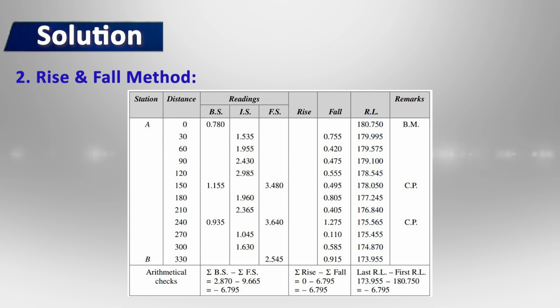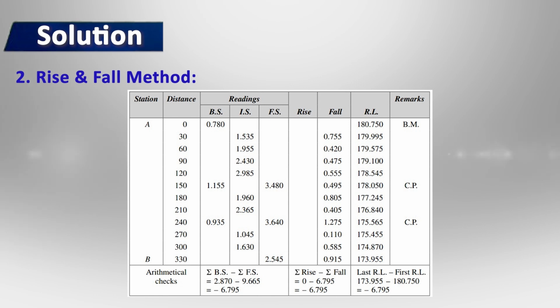We will subtract the fall 0.755 to get the next reduced level at 30 meters, that is 179.995 meters. Again we will subtract the next fall of 0.420 meter to get the reduced level at 60 meters, that is 179.575 meters. Again we will subtract from 179.575 the next fall of 0.475 meters and get the value of RL at 90 meters as 179.100 meters.